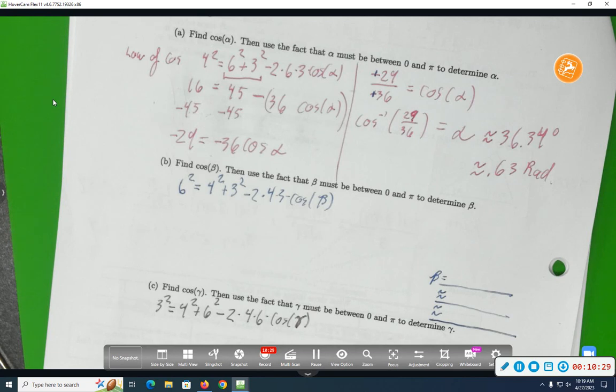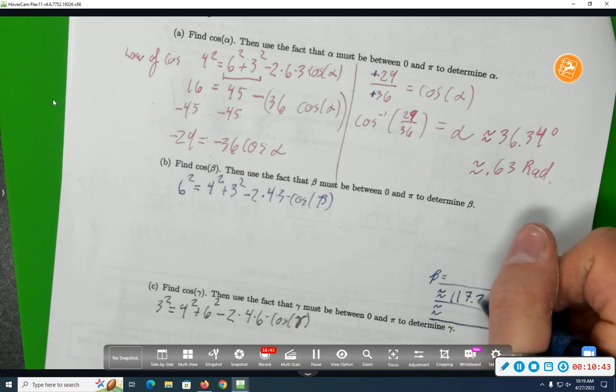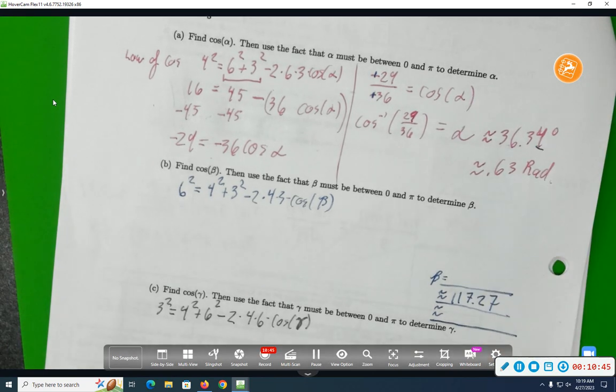Shall we come together? What is the angle of beta? About 117.27. I like that you are going to the same precision as above. Be consistent. What was the exact value?